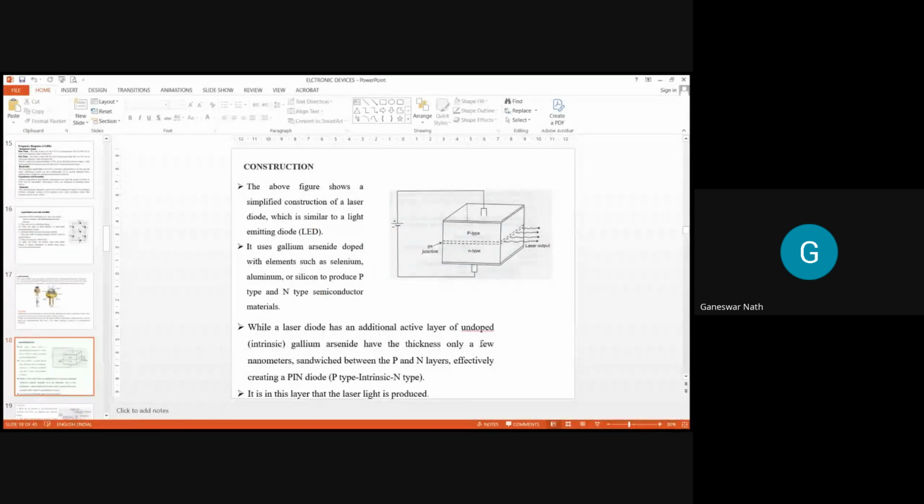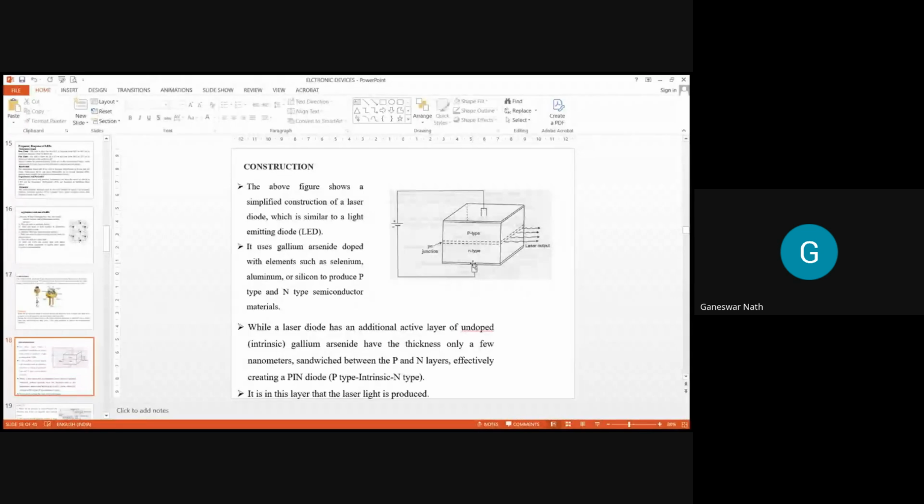You can see this is the basic design, or the schematic construction, of a laser diode. Here we have the p-type and n-type semiconductor. This junction is called the pn junction, and there are two metallic terminals where you can apply the voltage. When you apply voltage, it is forward bias, because the p-type is positive and the n-type is negative.